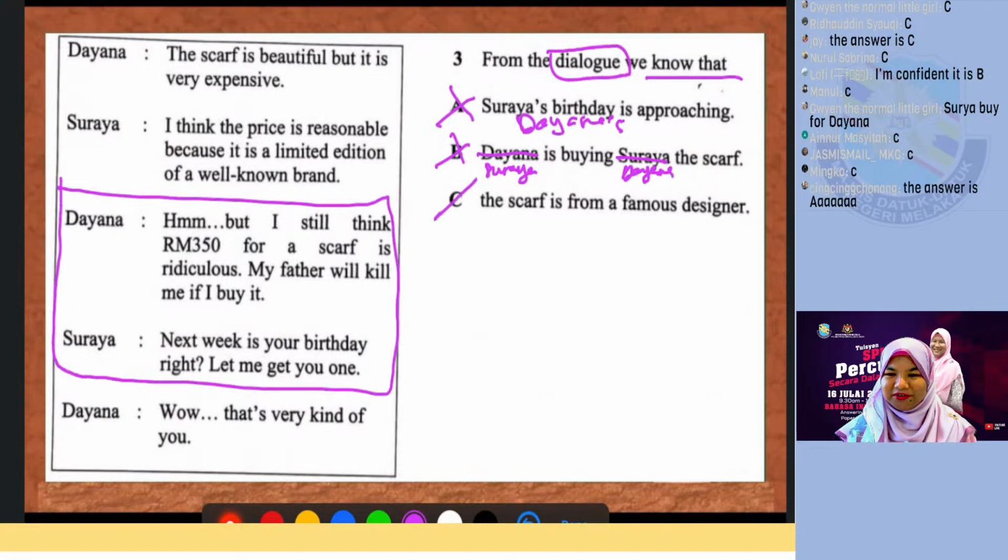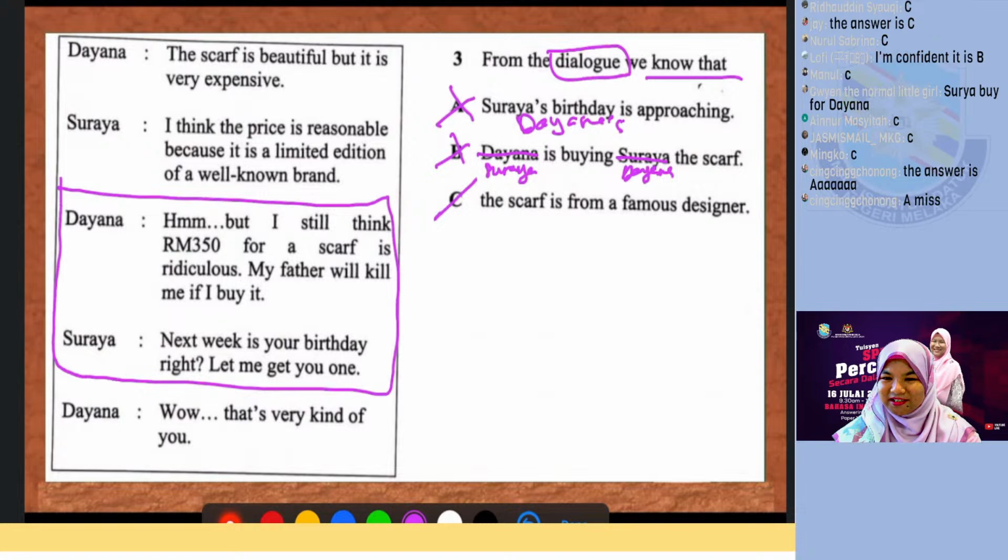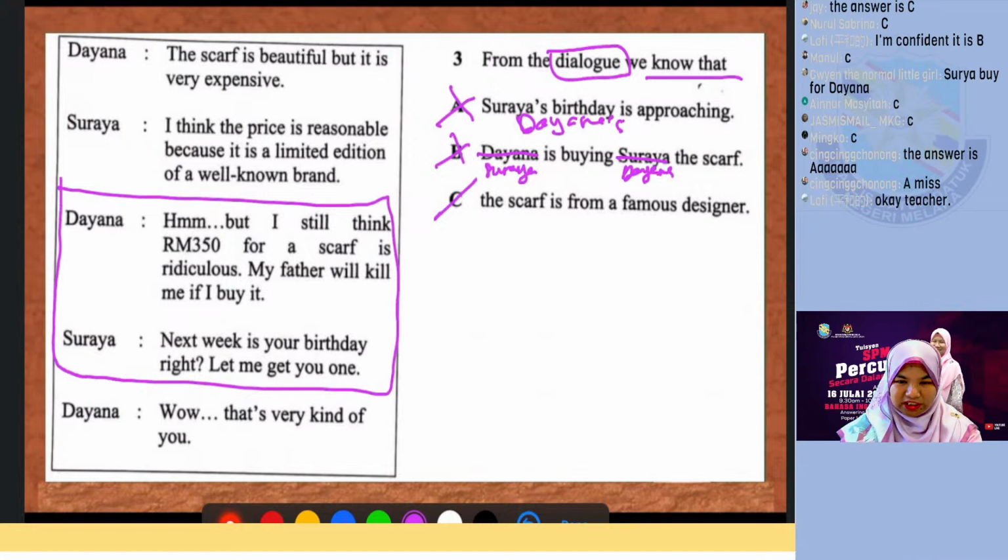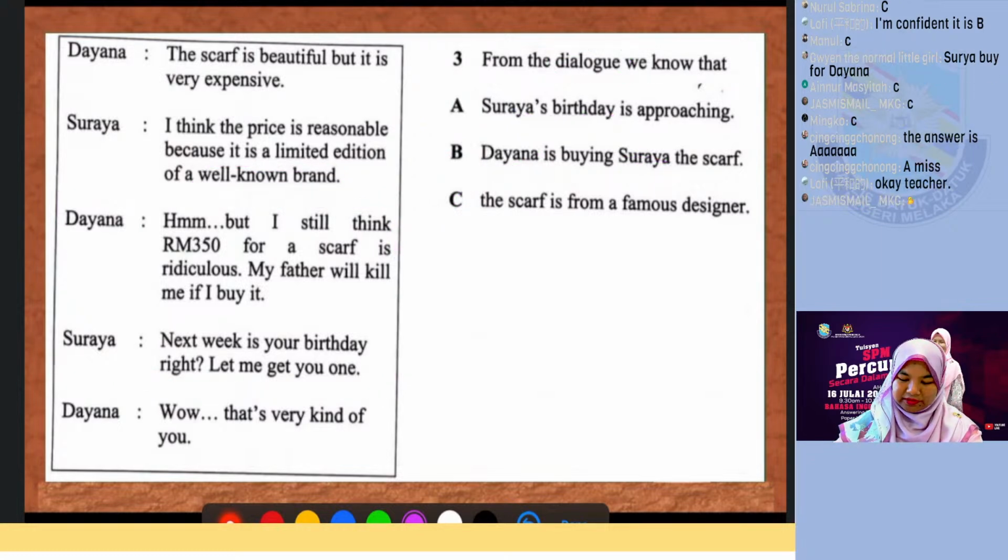Congratulations everyone, you have done a very good job here. Jasmine, C. Minka, C. Good, well done. I told you, we have discussed here, it is not A. It is Diana's birthday approaching, not Suraya's birthday. And B, Suraya buys the scarf, not Diana buying the scarf for Suraya, it's the wrong way around. C, because it is a well-known brand. It is from a famous one. Well-known means famous.